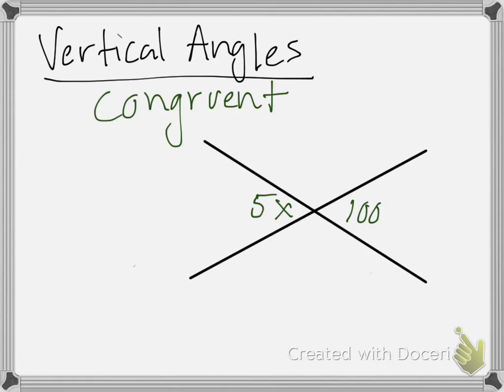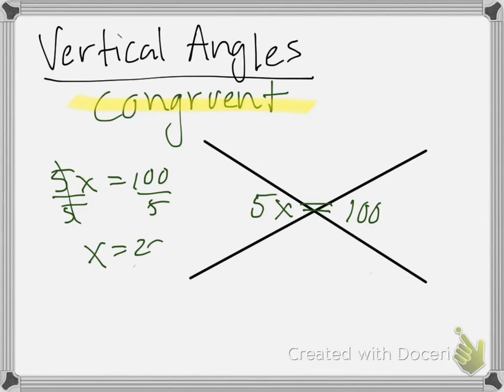Since these two angles are congruent, you literally just put an equal sign in between them. Let's write this over to the side, though, so it's a little bit easier to see. 5x equals 100, because you know that they are congruent, as you see right there, the word congruent. So, we have our equation written. Let's divide by 5.